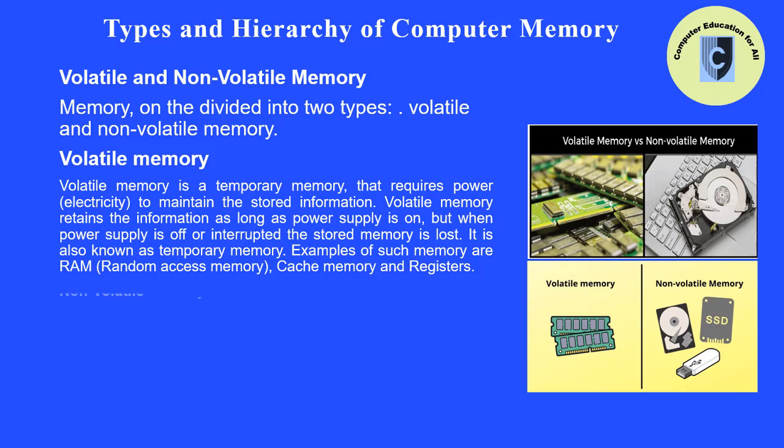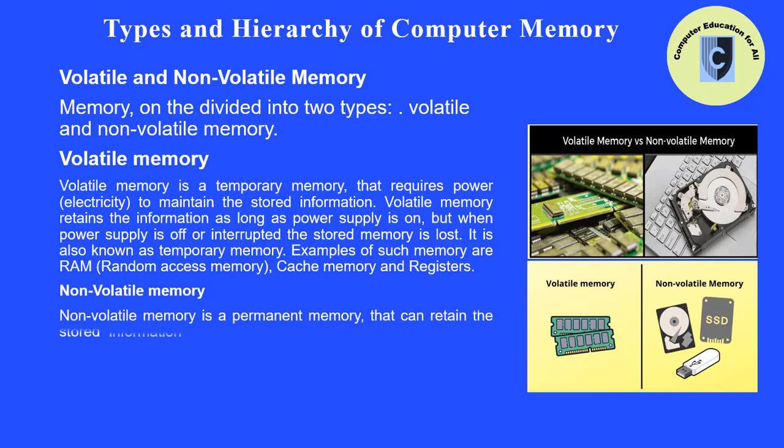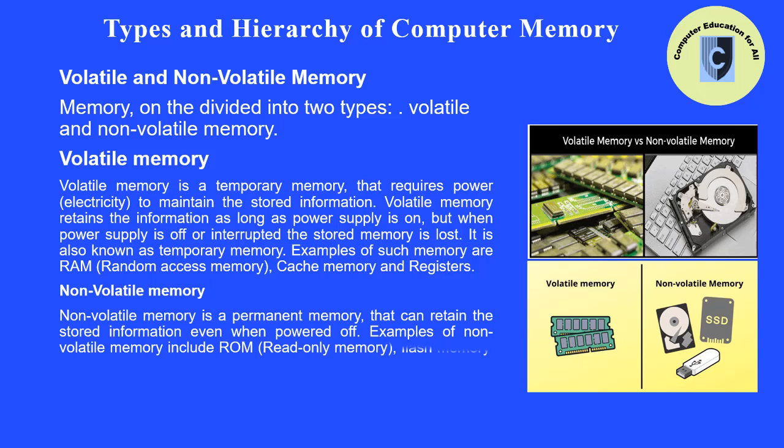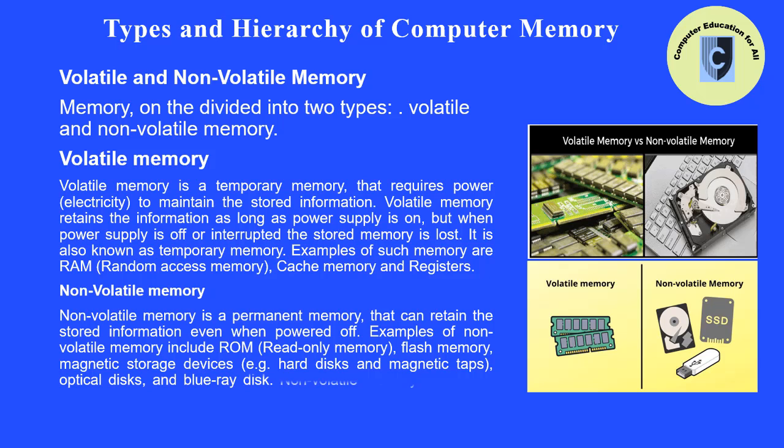Non-volatile memory. Non-volatile memory is a permanent memory that can retain the stored information even when powered off. Examples of non-volatile memory include ROM, read-only memory, flash memory, magnetic storage devices, for example, hard disks and magnetic tapes, optical disks, and Blu-ray discs. Non-volatile memory is typically used as secondary storage for long-term or future use.